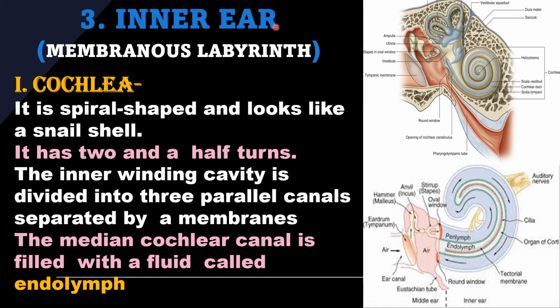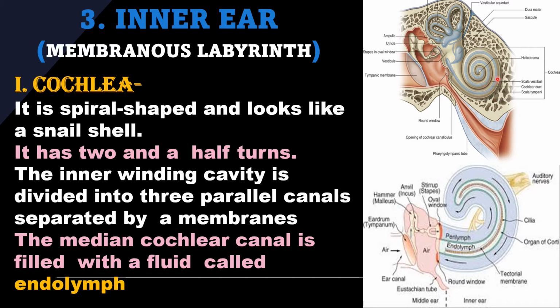It consists of mainly two main parts. The inner ear consists of two main parts. First part, cochlea. Then another part is the semicircular canals. Here you can see the semicircular canals. Then the cochlea, we can go through the cochlea.